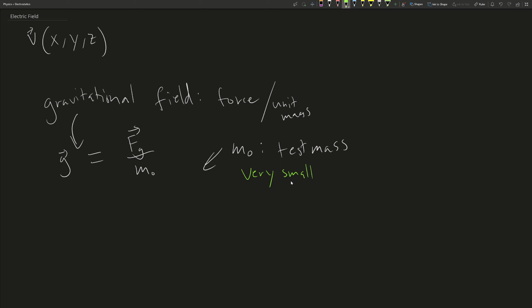So because the test mass is very small, it will not change the object we're trying to measure in any way. So the gravitational field that we measure is going to be accurate.